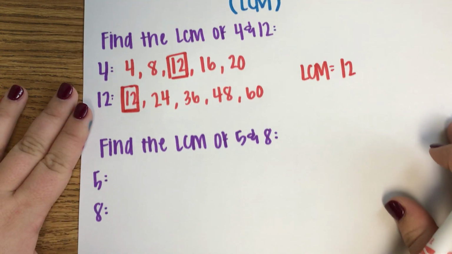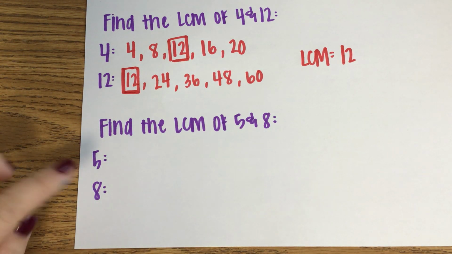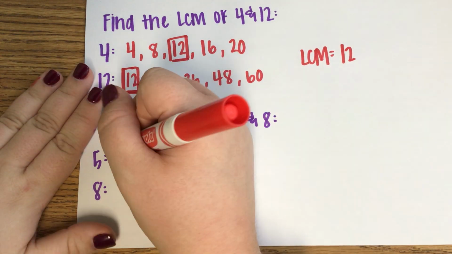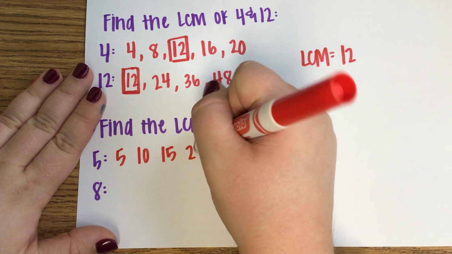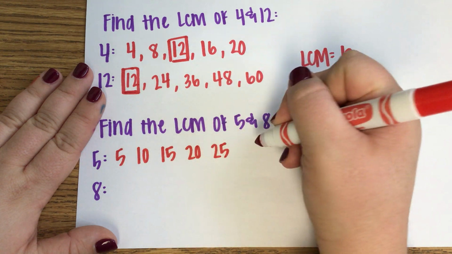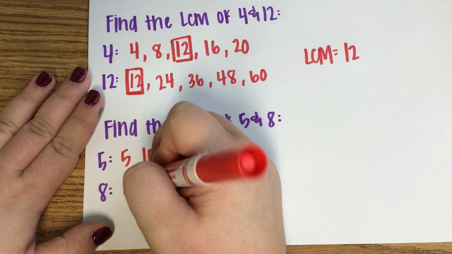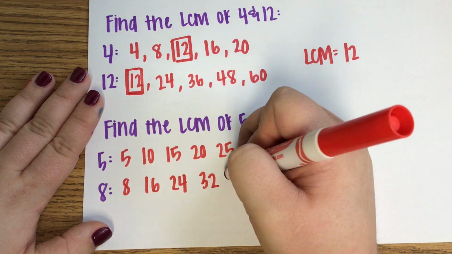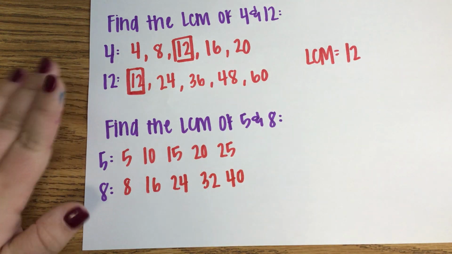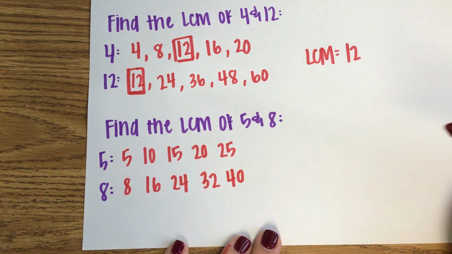Okay. Now let's go down to 5 and 8. Again, I'm going to skip count by 5 times. So 5, 10, 15, 20, 25. And I'm going to stop. Do the same thing with 8. So 8, 16, 24, 32, 40, and I'm going to stop. If I'm looking at these two numbers, I see nothing that's in common so far.